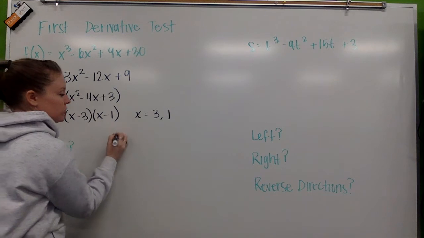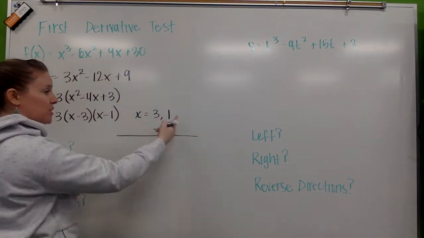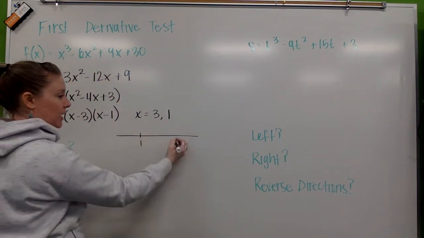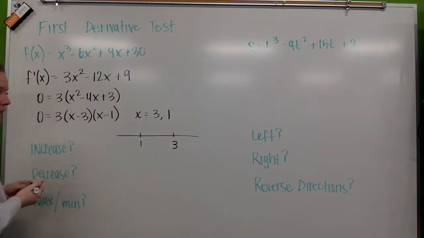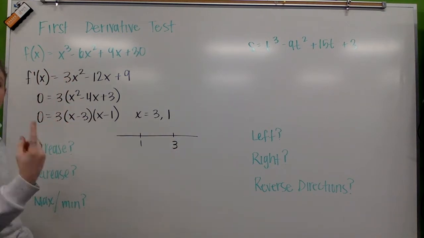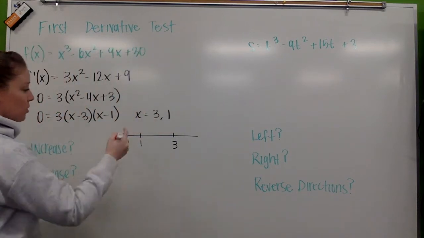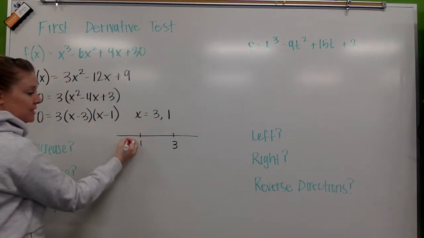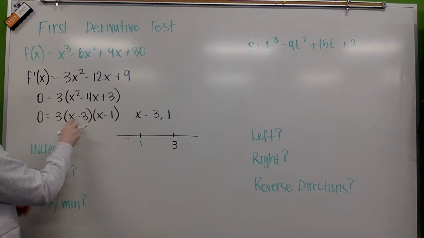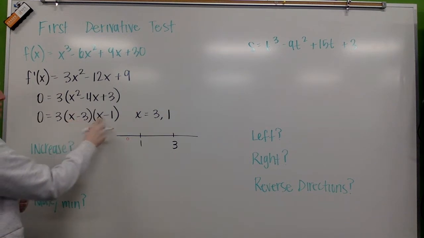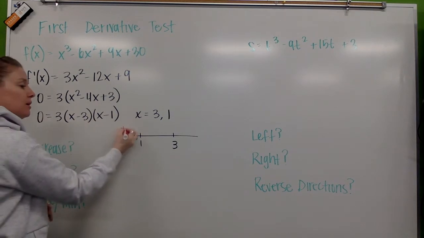So doing the first derivative test, I'm going to set my critical points on a timeline, or a number line here, and now I'm going to test the intervals around that critical point. So here, I'm going to plug in 0. 0 minus 3, that's negative. 0 minus 1 is negative. Negative times a negative is positive.